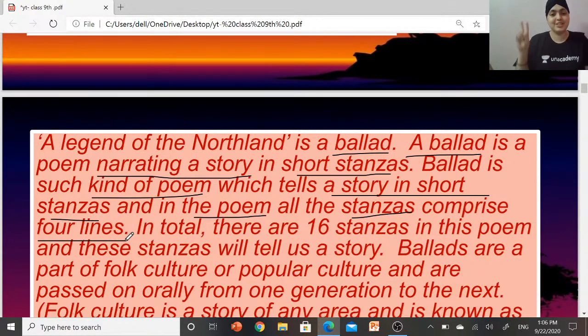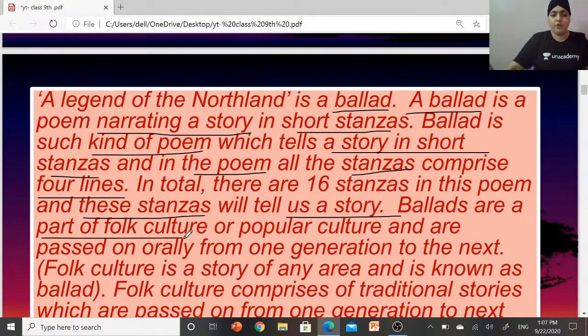So in total there are 16 stanzas in this poem, and these stanzas will tell us a story. We are going to learn a story, and it is a very nice story. This is a kind of ballad, or obviously a folk culture. You know what folk culture means? It belongs to any particular area and has been transmitted from one generation to the other. Ballads are a part of folk culture or popular culture and are passed on orally from one generation to another.